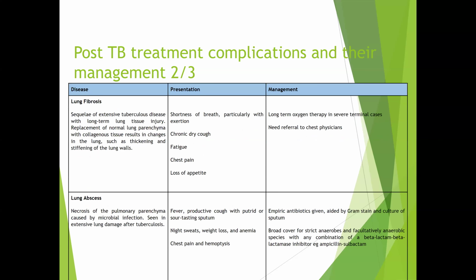And then the other one is lung fibrosis. This is a sequel of extensive tuberculosis disease with long-term lung tissue injury. Replacement of normal lung parenchyma with collagenous tissue results in changes in the lung, such as thickening and stiffening of the lung walls. Presentation: shortness of breath, particularly with exertion, chronic dry cough, fatigue, chest pains, and loss of appetite. They will sometimes be confused with allergic lung conditions. The management is long-term oxygen therapy in severe terminal cases. They need to be referred to the chest physicians as soon as possible.